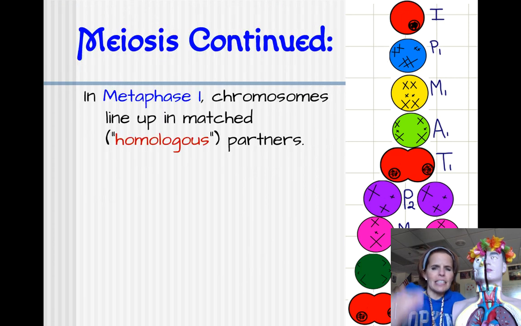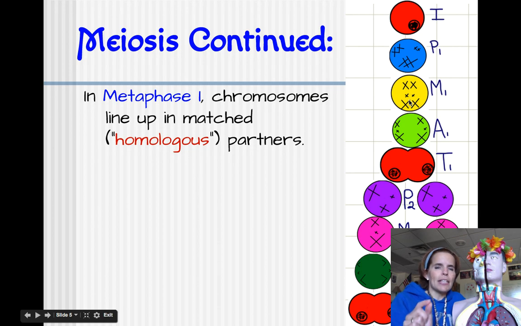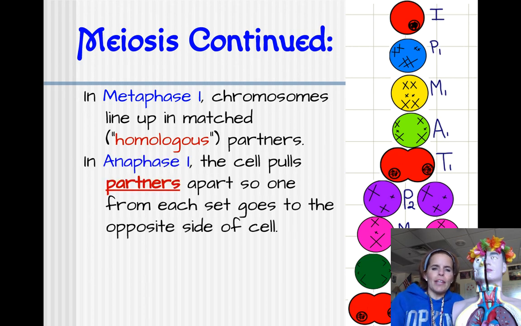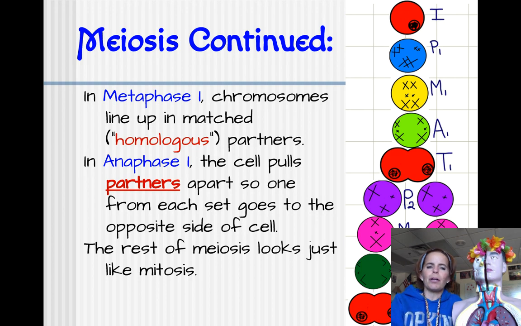All right, another difference is in the very next cell in metaphase 1. In metaphase 1, the chromosomes line up in matched or homologous pairs. In metaphase of mitosis, they lined up single file. In metaphase 1 of meiosis, they line up side by side. And then in the green cell right below that, which is anaphase 1, the cell pulls the partners as bivalent chromosomes. They don't get separated. They separate from their partners to the opposite sides of the cell, so that when the cell divides through telophase, it cuts the chromosome number in half.